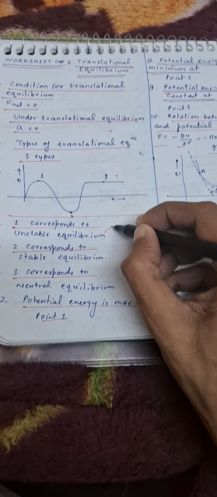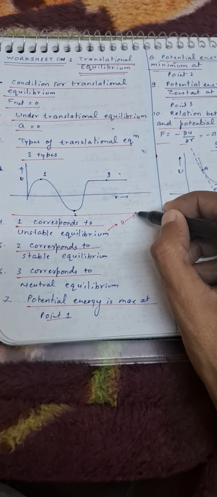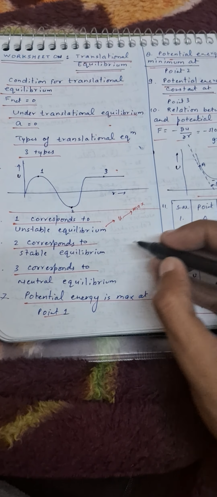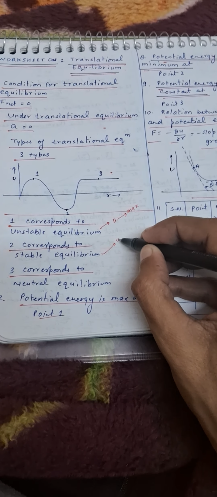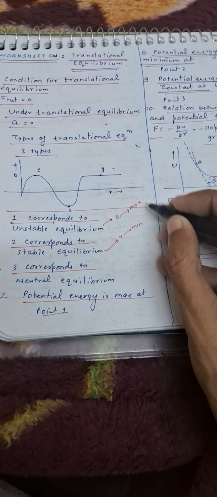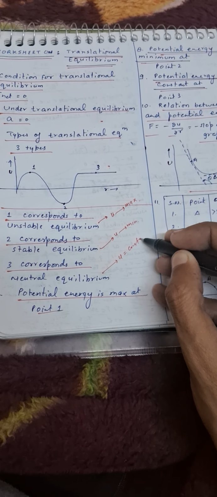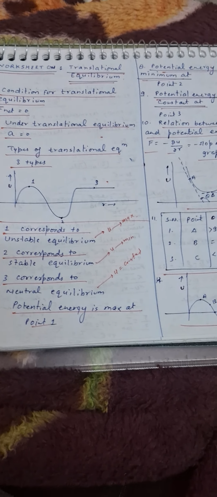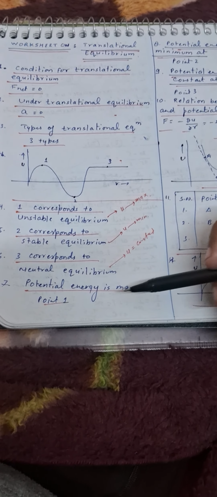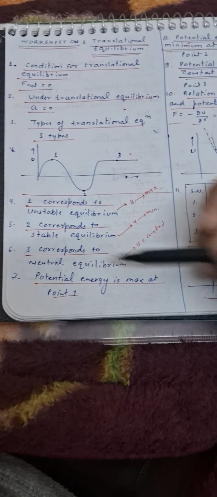So we can say that at unstable equilibrium, potential energy is maximum. At stable, potential energy is minimum. And at neutral equilibrium, potential energy is constant. So if we analyze the graph, we can say that potential energy is maximum at point 1, minimum at point 2, and constant at point 3.